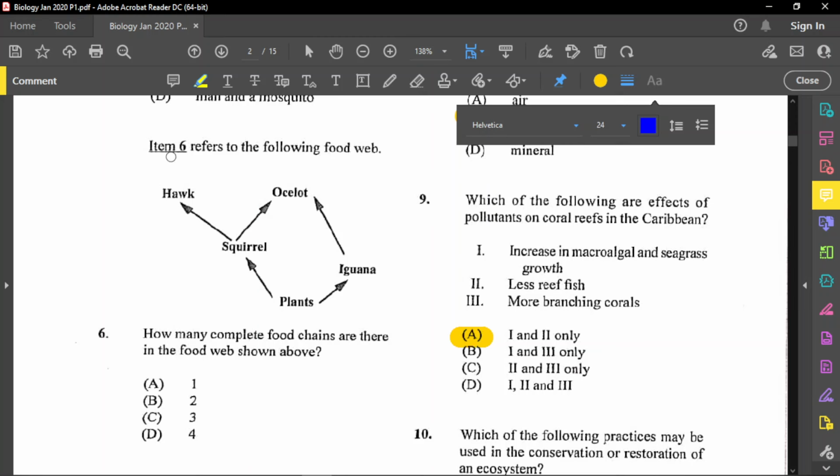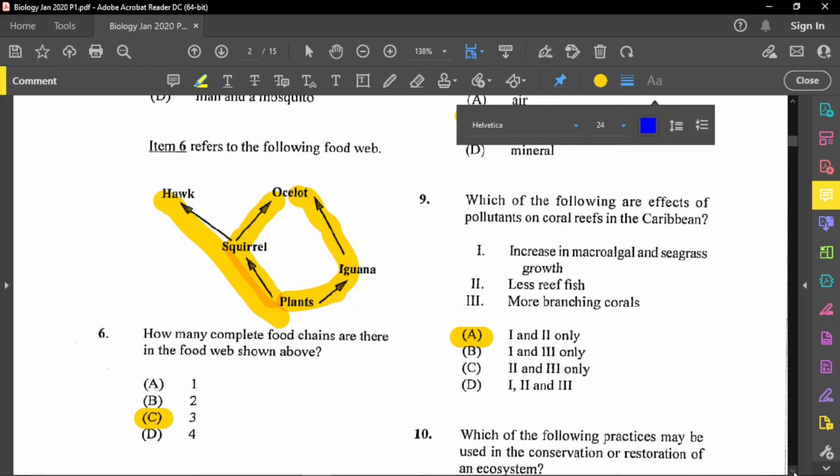Now, for question number 6, item 6 referred to the following food web. It said how many complete food chains are there in the food web shown above? Just to run through this real quick, one food chain starts from the plant, iguana, and then the ocelot. Again from the plant, squirrel, onto the ocelot. That's another food chain. Coming from the plants, the squirrel, and the hawk, that's another food chain. So there are 3 food chains that make up that food web. So question number 6 is C.